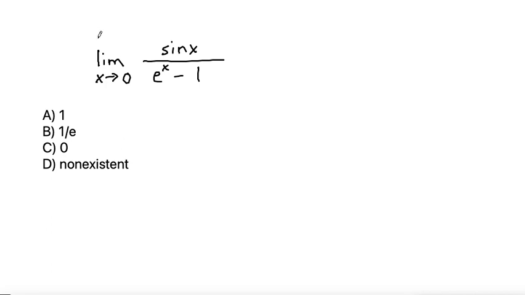So here we have the problem, the limit as x approaches 0 of sine of x over e to the x minus 1. When we have limit problems, the first thing we can try is a direct substitution, just plugging in 0 for all of our values of x in our expression. So that would be sine of 0 over e to the 0 minus 1.